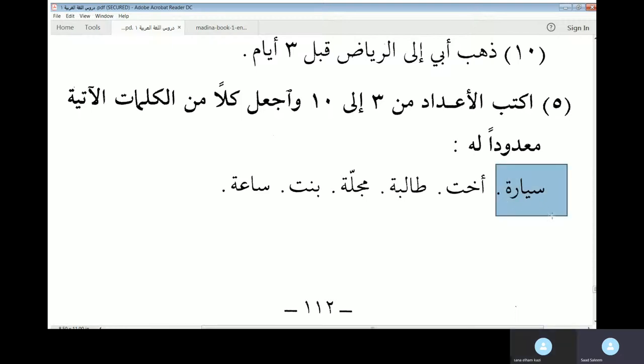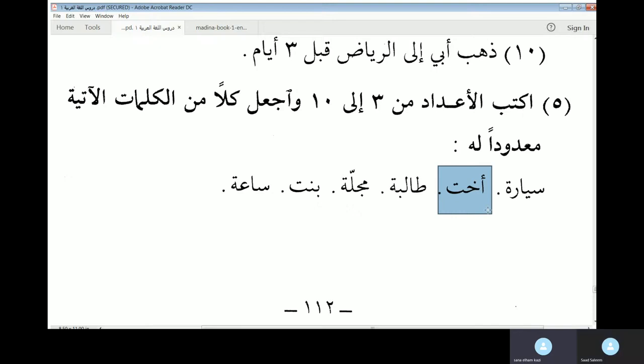Okay, three cars. Say thalathu sayyaratin. Thalathu is for masculine and sayyara is feminine. Four cars is arba'u sayyaratin. Idafa, mudaf ilayhi. Five cars, khamsu sayyaratin.